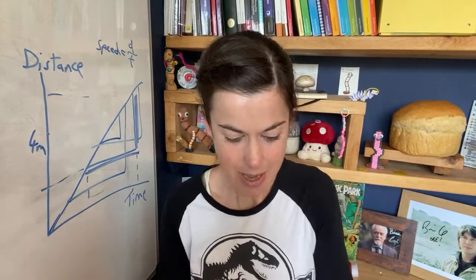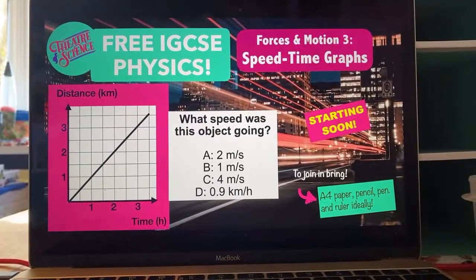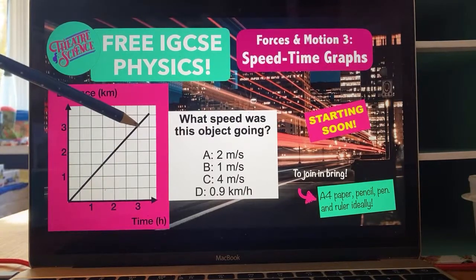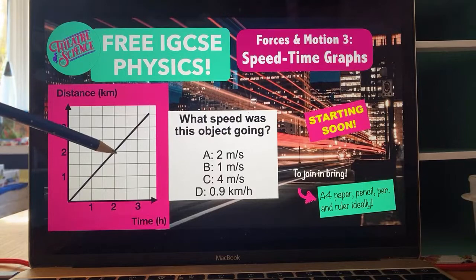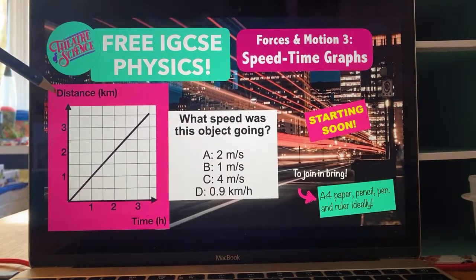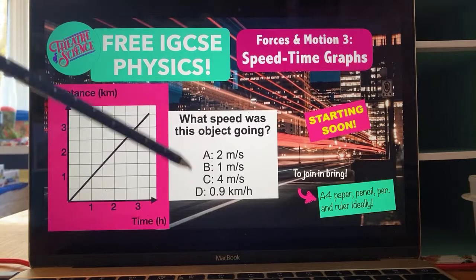So what speed was this object going at? It was a trick question, sort of. Did you ever look at your units? So you might have been tempted to say, okay, well, speed is distance divided by time. So I can see already, if I draw any kind of triangle here, I could do 3 divided by 3, which is 1, or do my triangle there, 2 divided by 2, which is 1. So the answer was going to be 1, right? So you might have said it was B, 1 meter per second. But look at the units. The distance is in kilometers and the time is in hours. So the answer would have to be 1 kilometre per hour, because that's what your units are. And there is no option for 1 kilometre per hour.